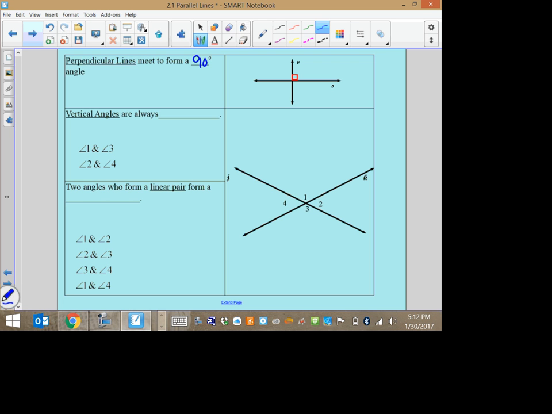And then vertical angles are always going to be congruent. We briefly talked about this before, but again, vertical angles, you're thinking the x. So angles 1 and 3 are congruent, and angles 4 and 2 are congruent.